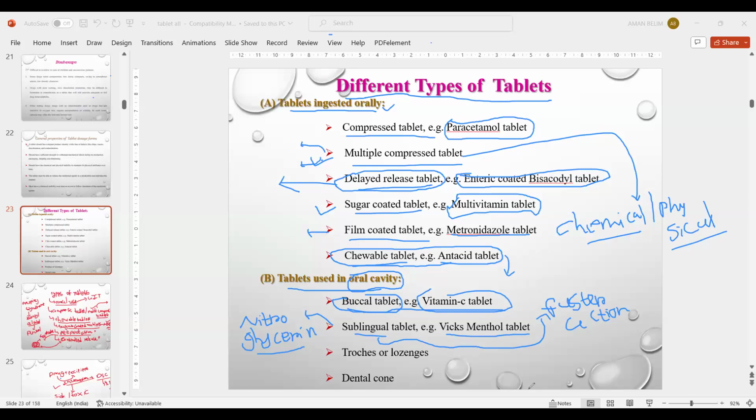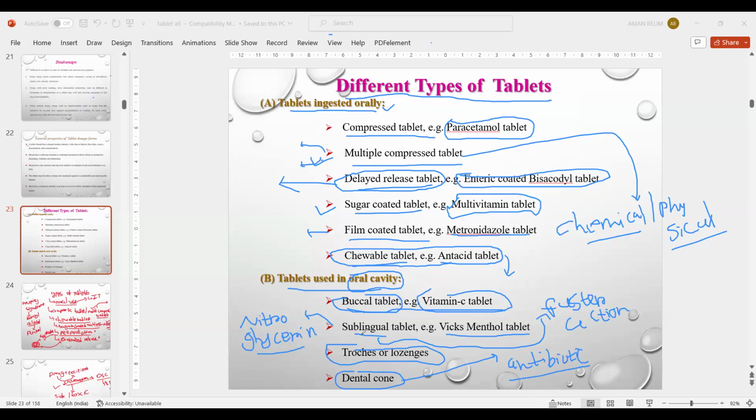Okay, so we'll move towards the next part, and the one more is the troches and lozenges, and dental cones. Dental cones are of the antibiotics. When someone has removed their teeth, the dentist will put one cone of an antibiotic to prevent the microbial growth there.